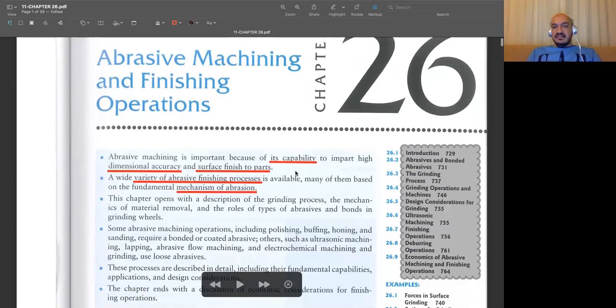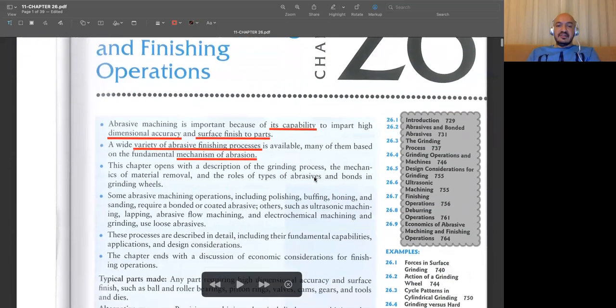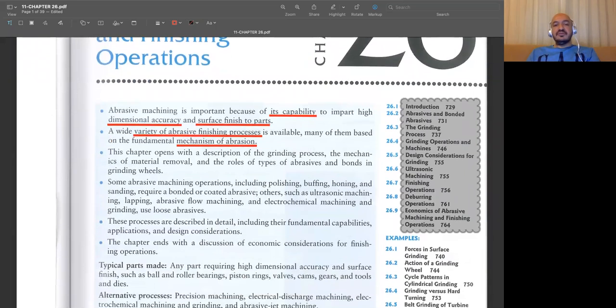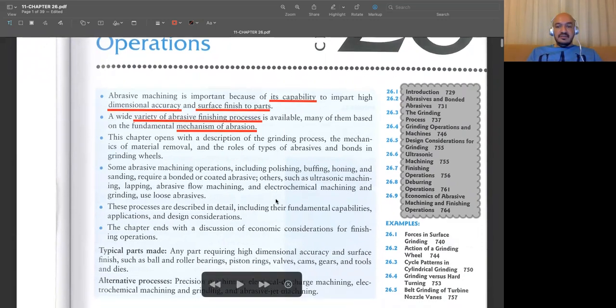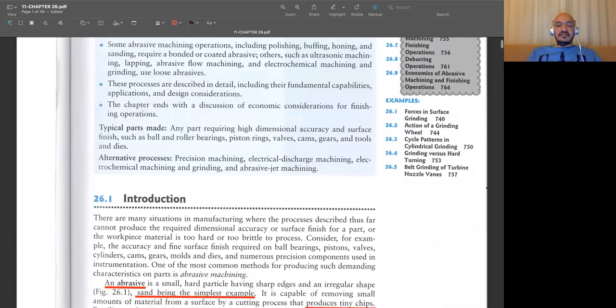In such processes, as I said, we will be focusing more on the dimensional accuracy and surface quality of the surfaces. And there are many types of such processes. In almost all of them, we are removing material with the mechanism of abrasion, due to the contact between some tools and workpiece surfaces. We will be removing material.